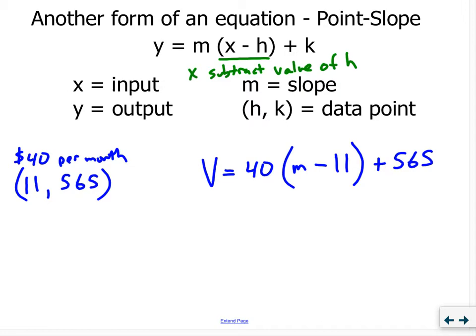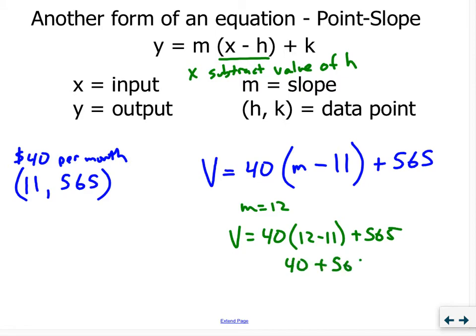So this equation that we wrote, v equals 40 times the quantity m minus 11 plus 565, represents the value after any number of months. And let's check it out for a minute. Let's suppose we want to figure out how much after 12 months. Well, I'm picking 12 because I know you're just going to have to add $40 more to it. So when I plug in 12 for m, see what happens. I get 40 times 12 minus 11 plus 565. 12 minus 11 is 1. So I have one additional month at $40. And that will determine what our value is.